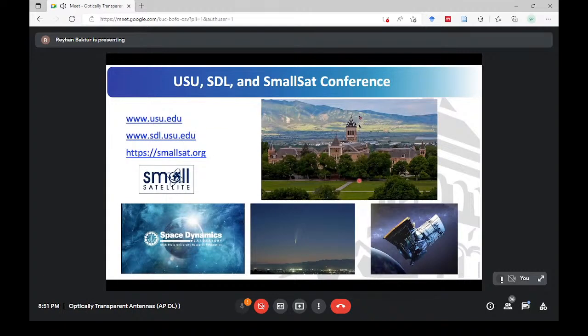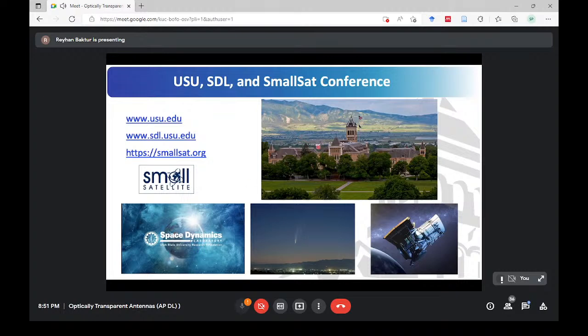All right, just a little bit about myself, where I work. I work at Utah State University, and this is our campus. We live in a kind of valley. It's a beautiful valley. And we have a research facility called Space Dynamics Lab. The Space Dynamics Lab is a spin-off from our university, but they are growing really big now.